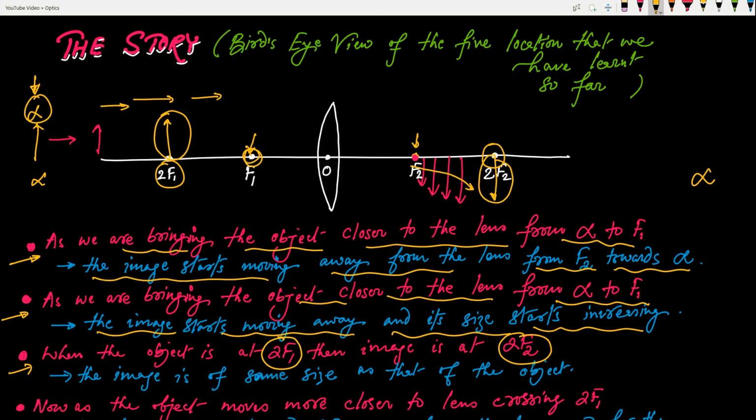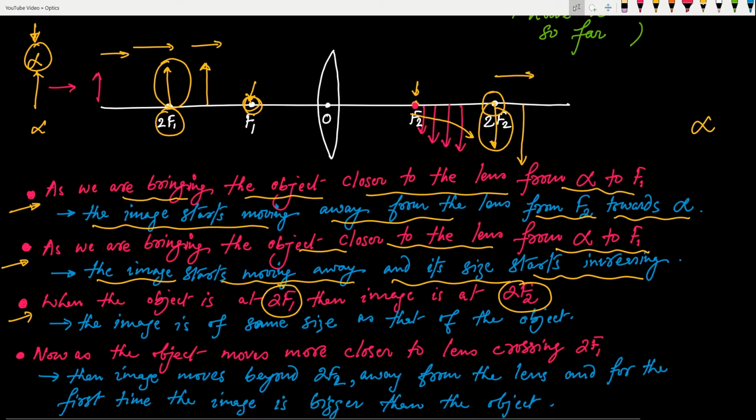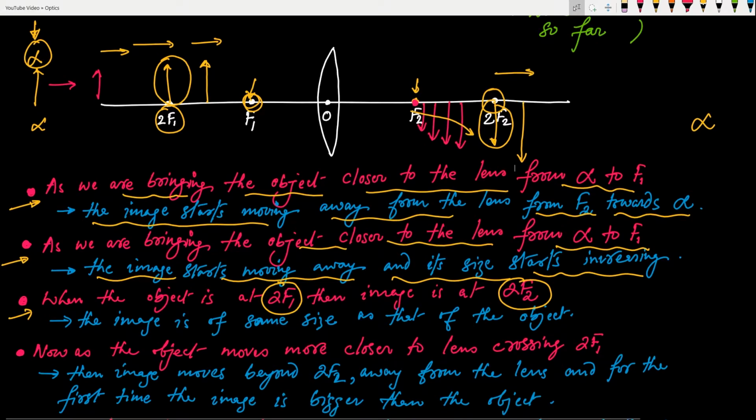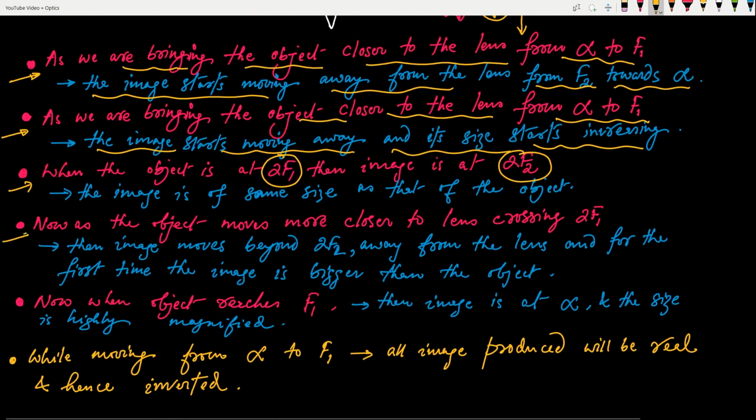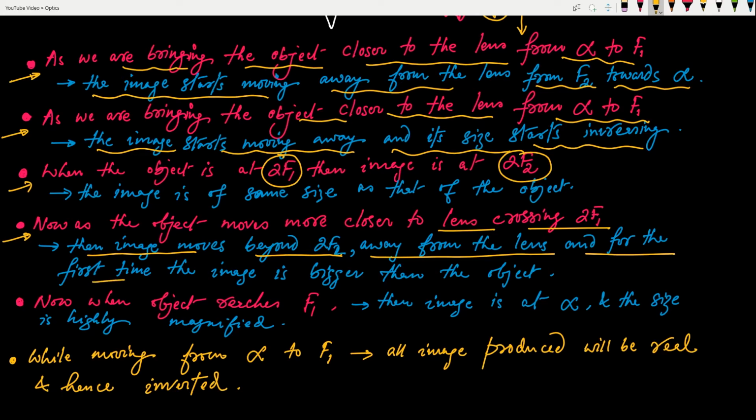Once the object crosses 2F1 and moves closer to the lens, that is, the object is now kept between 2F1 and F1, what we see is that the image moves further away from the lens, and the size of the image is bigger than the size of the object. So for the first time, the image becomes bigger than the object. Let's analyze that. I've written it down for you, so please take a note. As the object moves closer to the lens, crossing 2F1, the image moves beyond 2F2, away from the lens, and for the first time the image is bigger than the object. Very important.